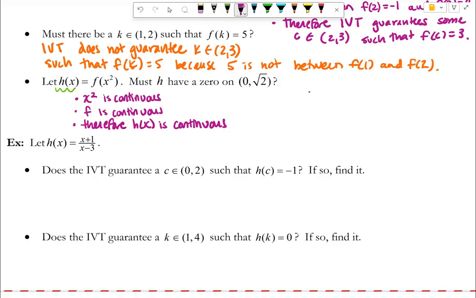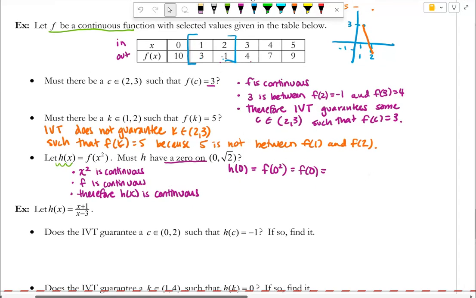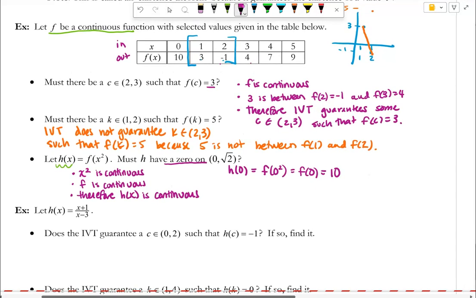So we're now asked if h must have a 0, so must have an output of 0 on the input interval from 0 to the square root of 2. So we need to evaluate h of 0 and h of the square root of 2. Well, h of 0 is just f composed of 0 squared, which is f of 0. And we could see in our table that that is the number 10. H of the square root of 2 is f of the square root of 2 squared. Well, that's just f of 2, right? The square root of 2 squared. And that's going to be -1.